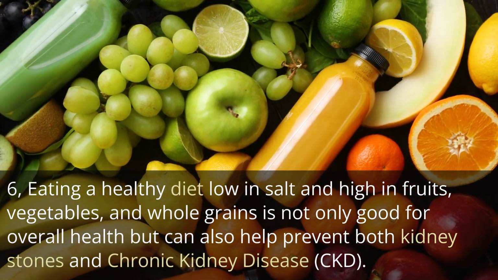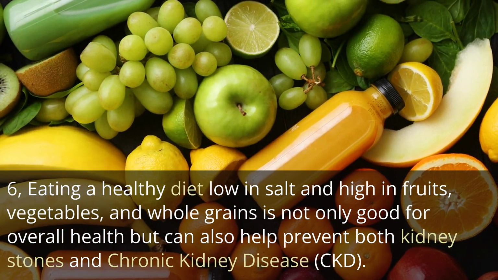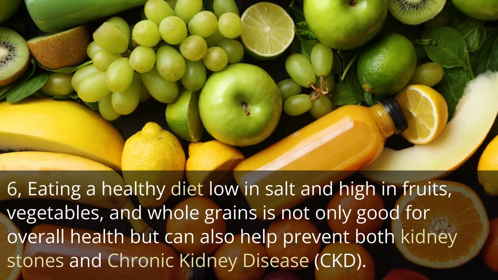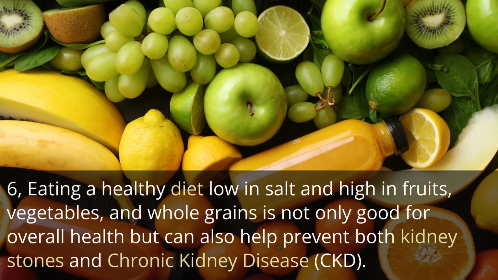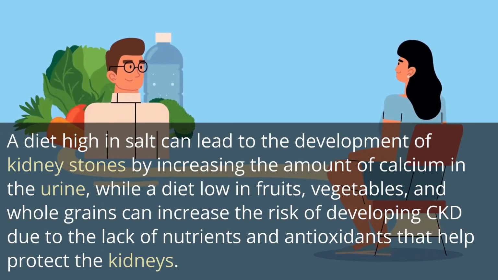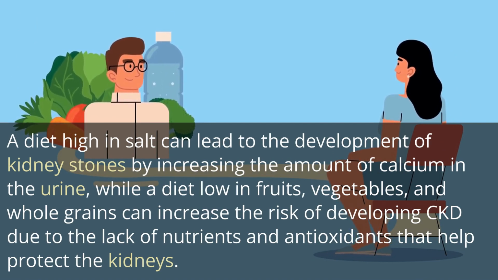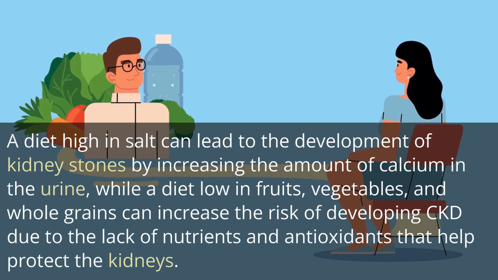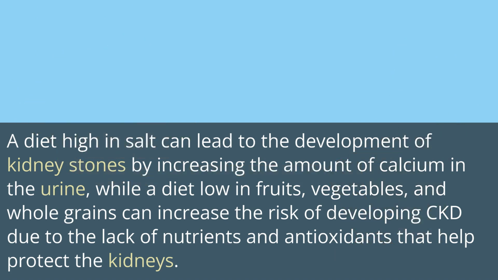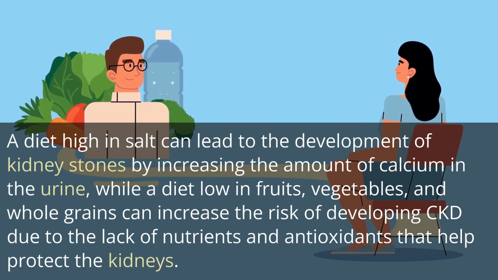Eating a healthy diet low in salt and high in fruits, vegetables, and whole grains is not only good for overall health but can also help prevent both kidney stones and chronic kidney disease, CKD. A diet high in salt can lead to the development of kidney stones by increasing the amount of calcium in the urine, while a diet low in fruits, vegetables, and whole grains can increase the risk of developing CKD due to the lack of nutrients and antioxidants that help protect the kidneys.